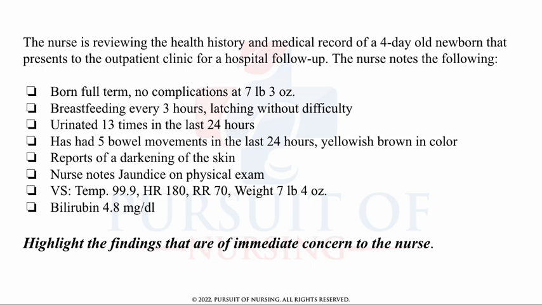The mom reports a darkening of the skin. The nurse notes jaundice on physical exam. Temp is 99.9, heart rate 180, respiration 70, and the weight is now 7 pounds, 4 ounces. Also, the nurse notes that the bilirubin level is 4.8. So I want you to highlight the findings that are of immediate concern to you as the nurse. So which findings are concerning right now to you as the nurse?